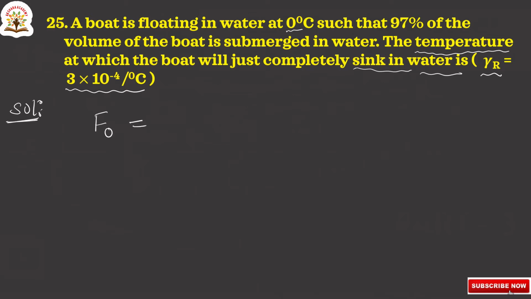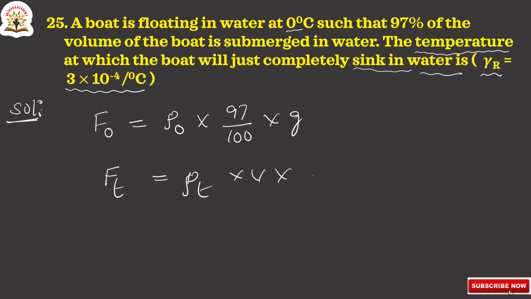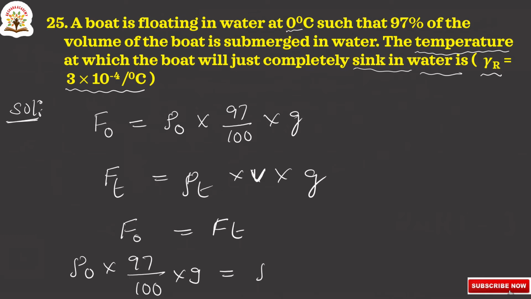F naught is equal to rho naught into 97% of the given volume, so 97 by 100 into V into G. Next, at T degree centigrade, F T is equal to rho T into V into G. This is V. F naught is equal to F T. Then rho naught into 97 by 100 into V into G is equal to rho T into V into G. Here 97% of the volume, so 97 by 100 V. Here also VG gets cancelled.